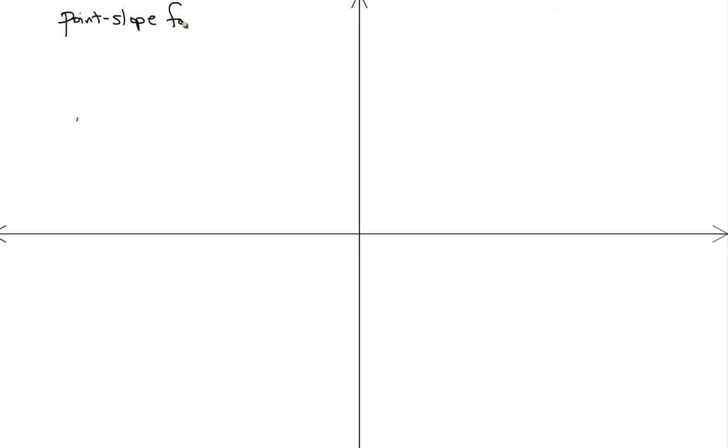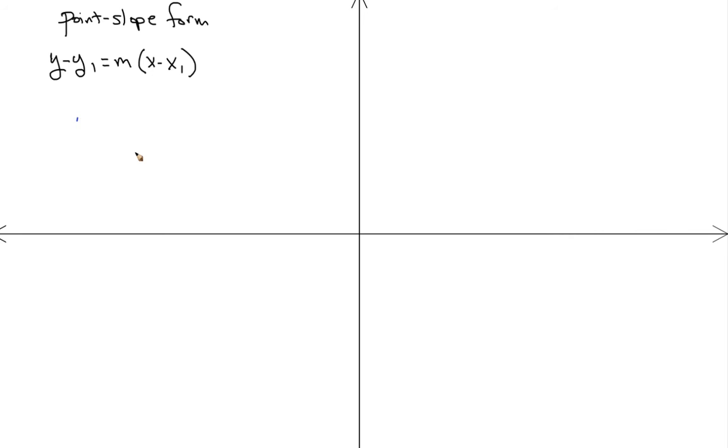Okay, this is point slope form. Go ahead in your mind. What is it? Before I write it down. Okay, so hopefully you're thinking y minus y1 equals m times x minus x1, remembering that my y1 and my x1 are specific points. Okay, so let's go back to the question.